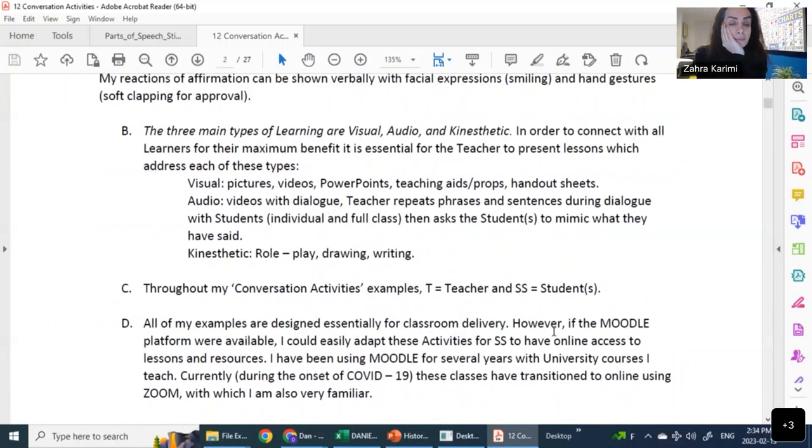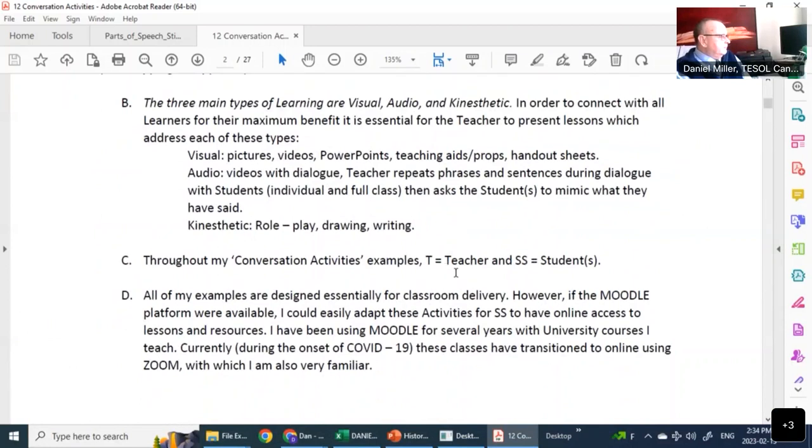So at the beginning of my conversation activities assignment, I had this page that I put here. You're not required to do this, but I put this here because I wanted to express a few thoughts. I said, all of my examples are designed essentially for classroom delivery. However, if the Moodle platform were available, I could easily adapt these activities for students to have online access to lessons and resources. I have been using Moodle for several years with university courses I teach, and currently during the onset of COVID-19, these classes have transitioned to online using Zoom, with which I'm also familiar. So I made that statement.